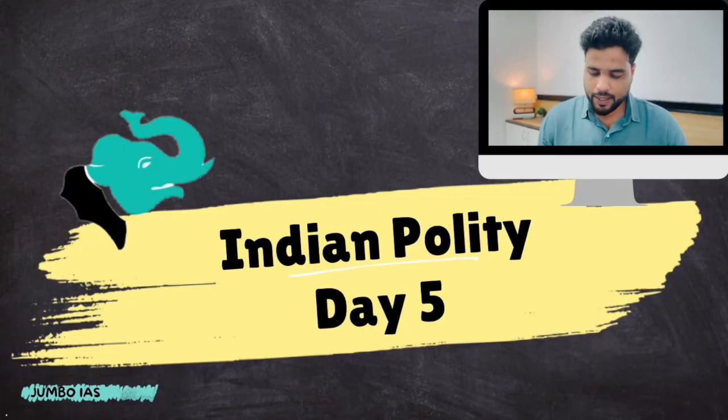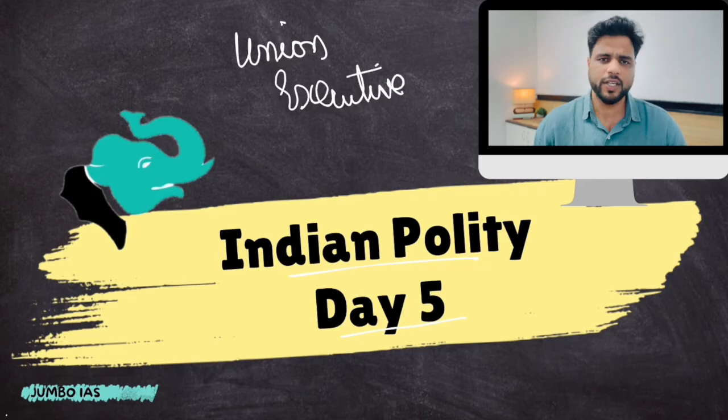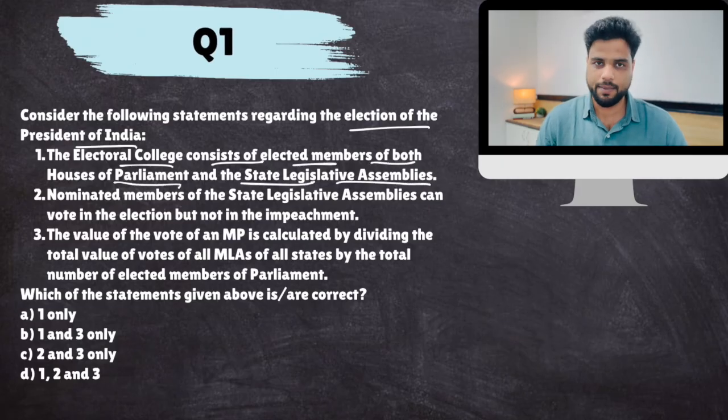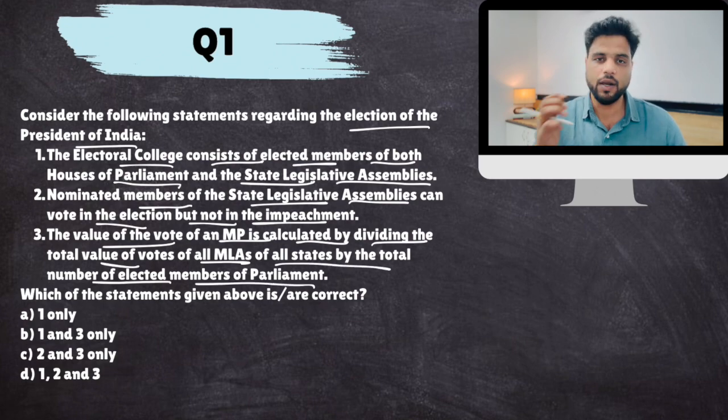So, Indian polity day 5, and the entire union executive is part of our syllabus today. So let's quickly start this. Question number 1. Consider the following statements regarding the election of President of India. The Electoral College consists of elected members of both houses of parliament and the state legislative assemblies. Nominated members of state legislative assemblies can vote in the election but not in impeachment. Value of the vote of an MP is calculated by dividing the total value of votes of all MLAs of all states by the total number of elected members of parliament.